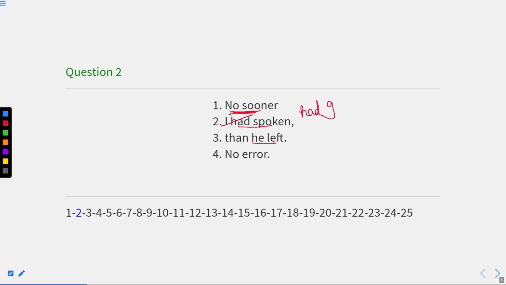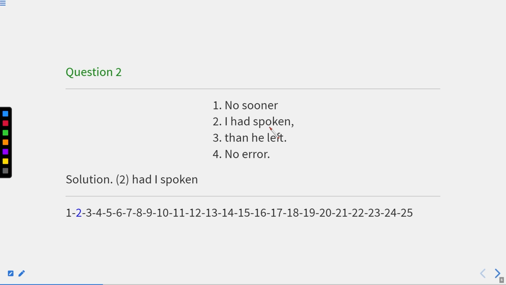Now another error that can occur from the no sooner part is that no sooner should be paired only with than, that is T-H-A-N, than. But of course we have used then over here. So the sentence was incorrect, but we have replaced this I had with had I. Now the sentence is absolutely correct. So the correct sentence will be, no sooner had I spoken, than he left. Okay, so here the error will be in the second part. The correct sequence will be had I spoken. So this I had spoken should be replaced with had I spoken.